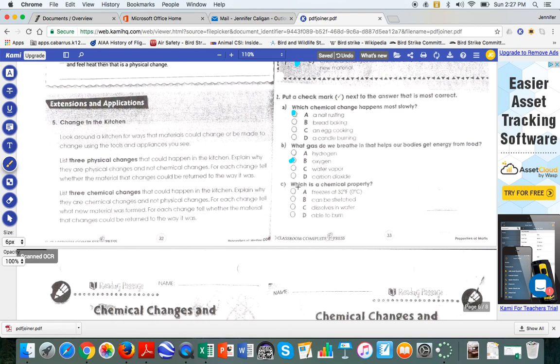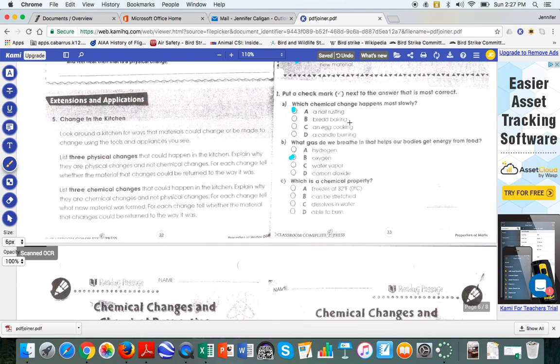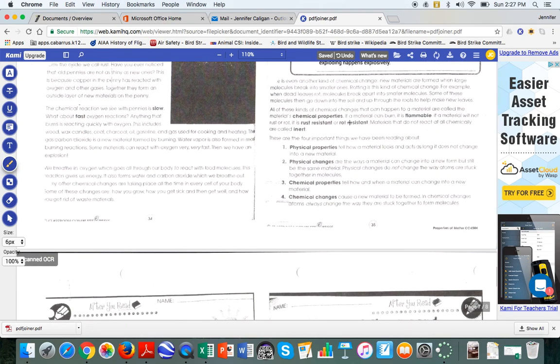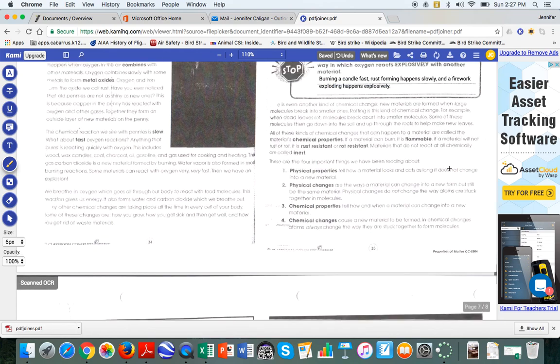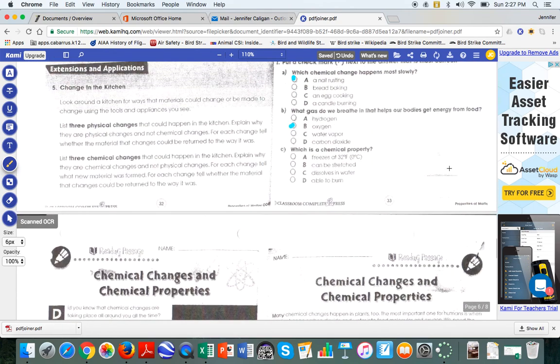Which is a chemical property? Ooh. So remember, a chemical property, if you scroll back down here, tells how and when a material can change. So we're thinking how and when. If it's able to burn, if it dissolves in water, can be stretched, or freezes at 32?